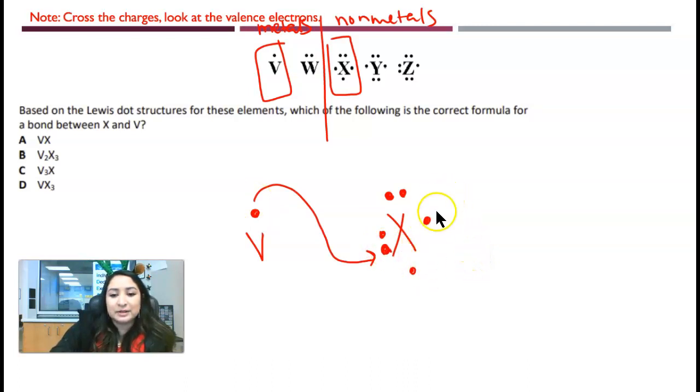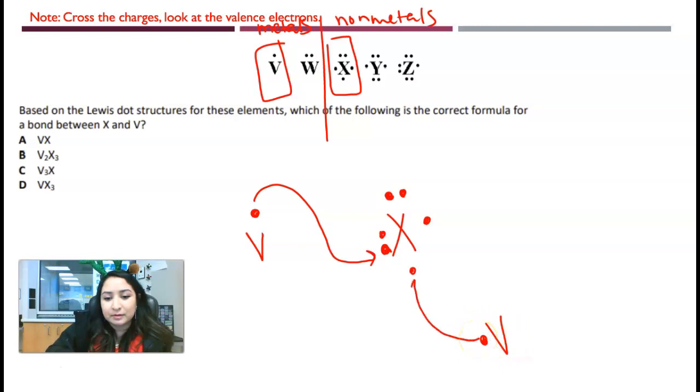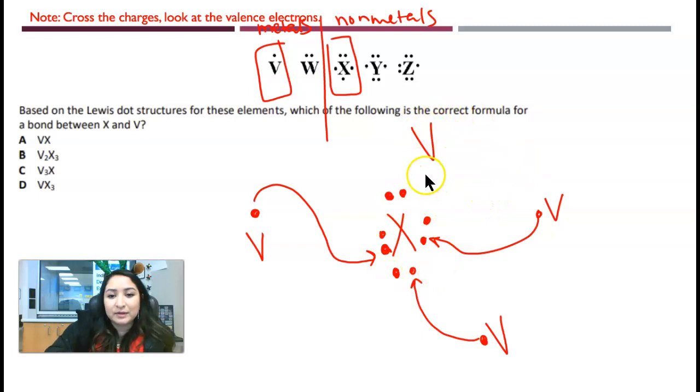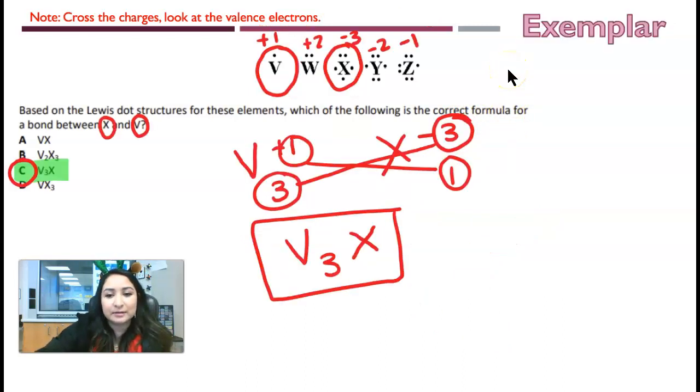I notice that these two are still single, so how many more V's do we need? I think I'm going to have to add another one, so it can come over here. And I think I'm going to have to add one more, that way that electron can come over here, so that the X can have a total of 8. So what is our formula? How many V's do we have? Remember, we always write the metal first. 1, 2, 3 V's. And then how many X? Just 1. Our answer is C.